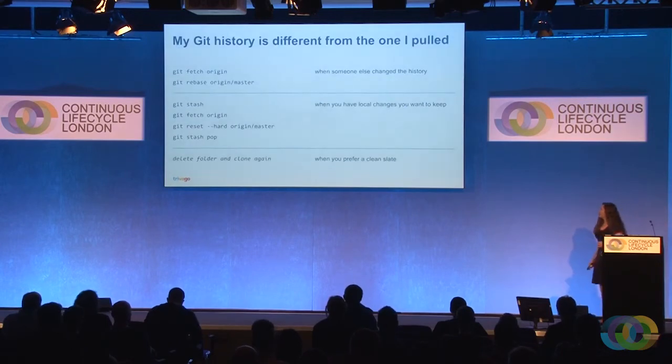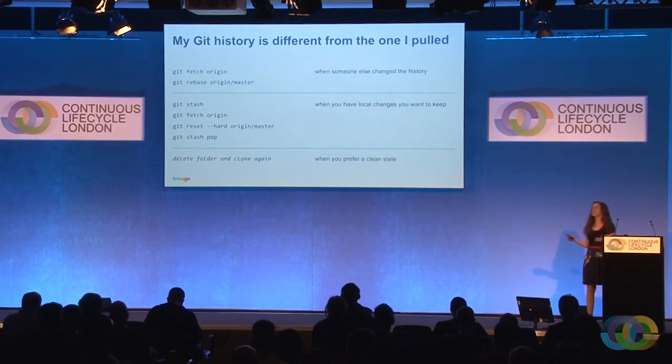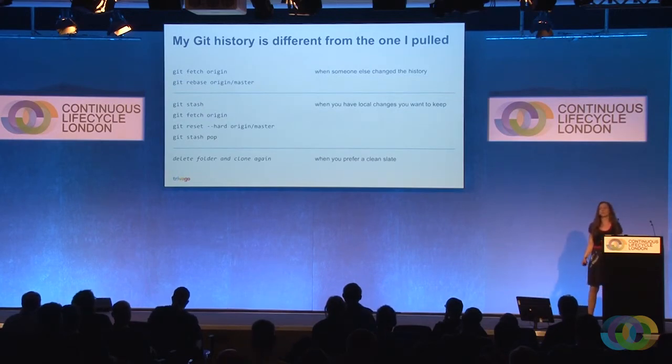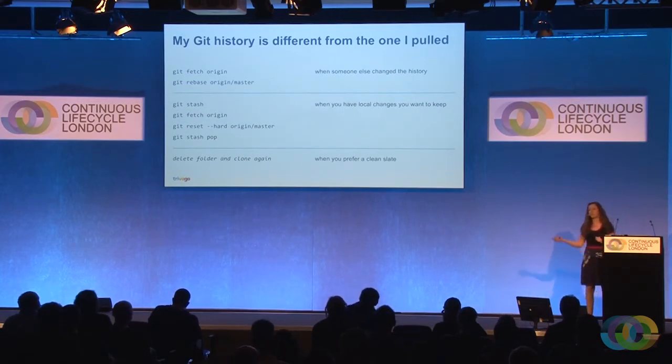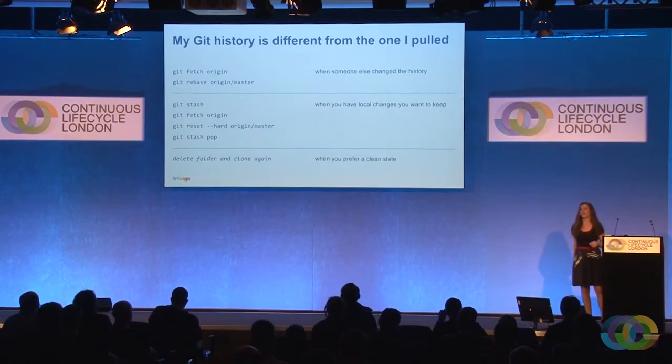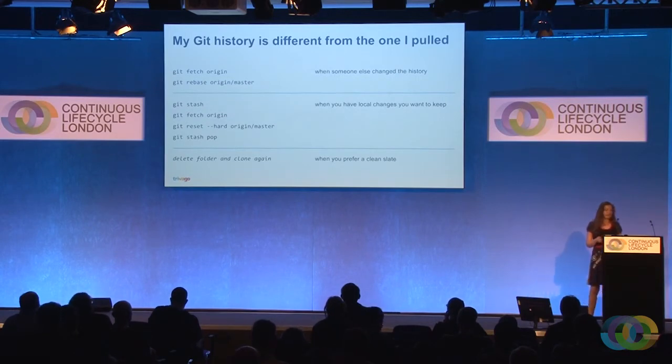What do you do when someone else changed the history? So in the normal case, you would rebase the master, not merge it. Otherwise, some things would be back. If you still have stuff that you want to keep, you can stash everything. And personally, I like the clean slate, so I would rather delete everything and check out anew. Of course, all of that needs a lot of communication, otherwise you will have conflicts, and not only merge conflicts, but also interpersonal conflicts.